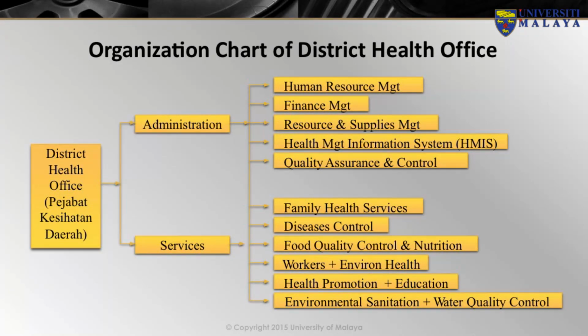This is the organization chart at the District Health Office. It is headed by the District Health Officer. There are basically two major components, namely the administration and services. The administration component covers the human resource management, financial management, resource and supplies, health information system, quality assurance and control, whereas the services component covers the family health services, the diseases control, food quality control and nutrition, workers and environmental health, health promotion and education, environmental sanitation, and water quality control.